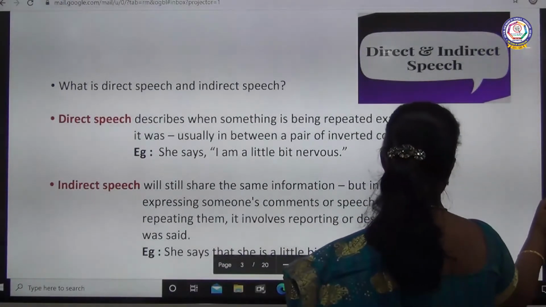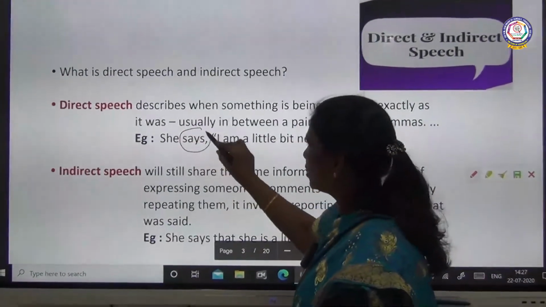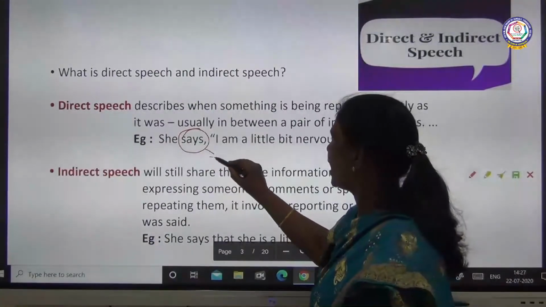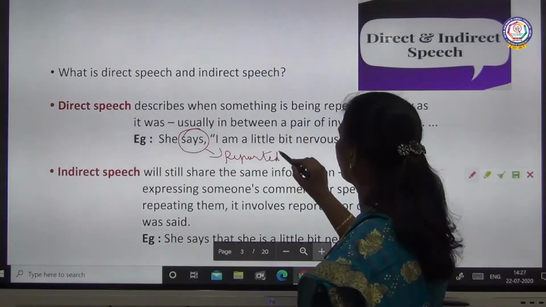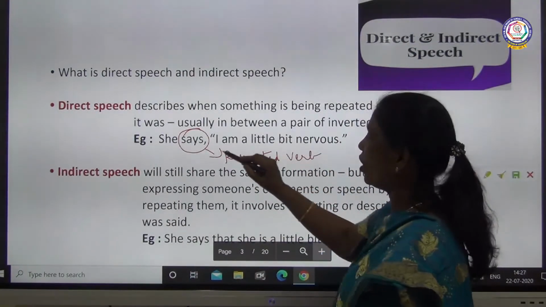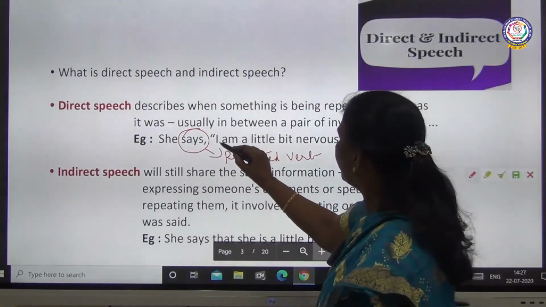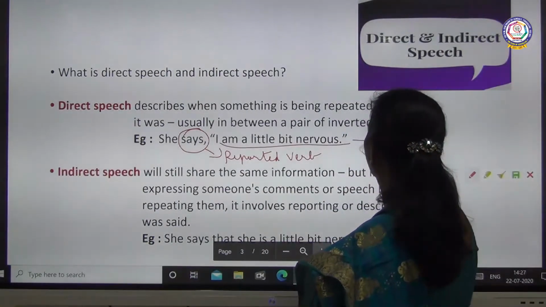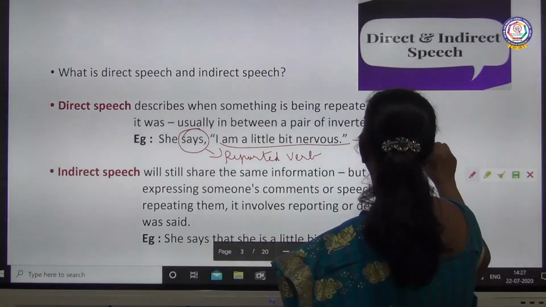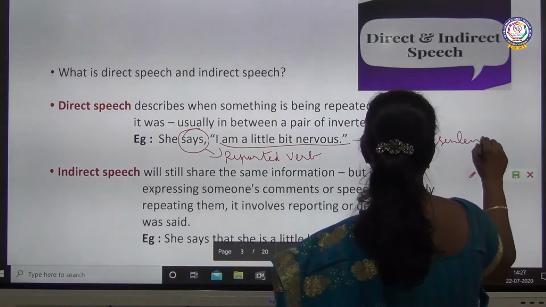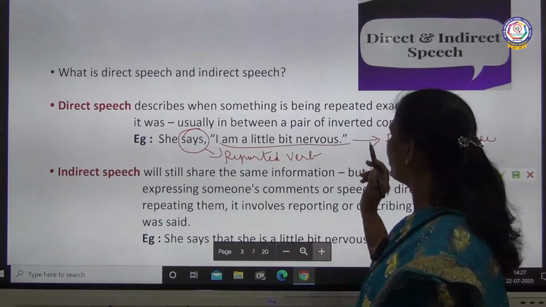So here, children, this is what I said, the reported verb. Now you have to check this; it is called the reported verb. This is called says or said or told, whatever is given, it is called the reported verb. And this part is called the reported sentence. So this part is called the reported verb and this part is called the reported sentence.